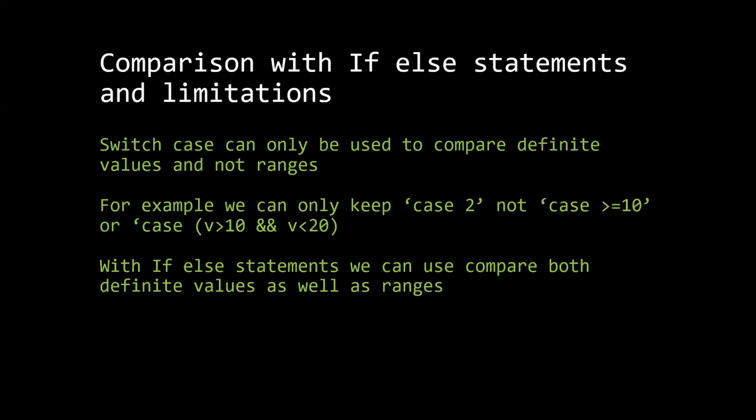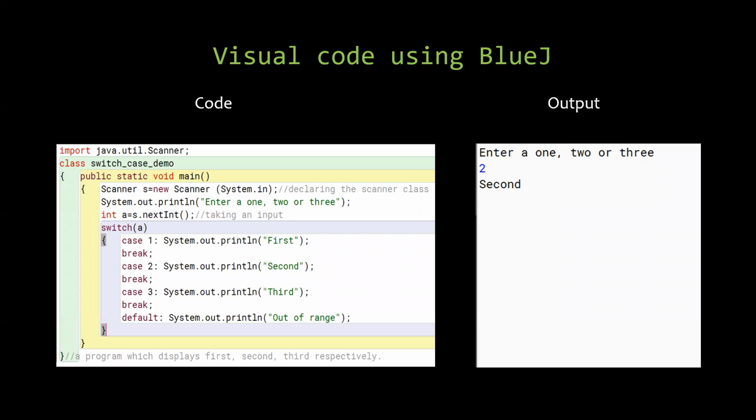Now, a comparison with if-else statements. So switch case can only be used to compare definite values as we had shown over here and not ranges. For example, we cannot do if the variable is greater than 10 and less than 20, we cannot keep a range between 10 and 20. For example, over here, I've only done 1, 2, and 3.